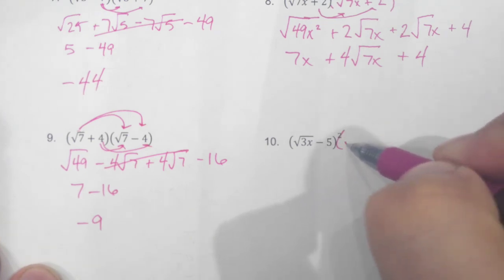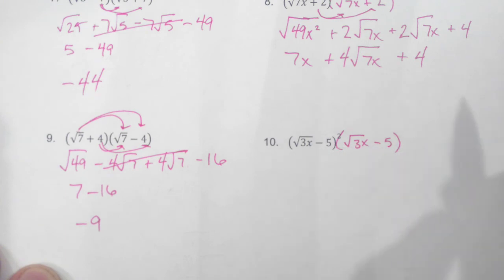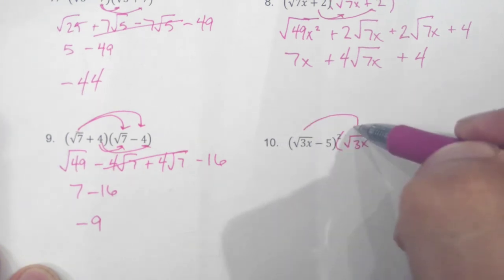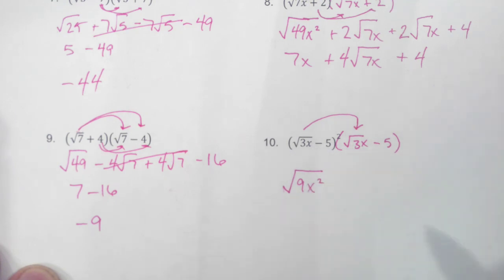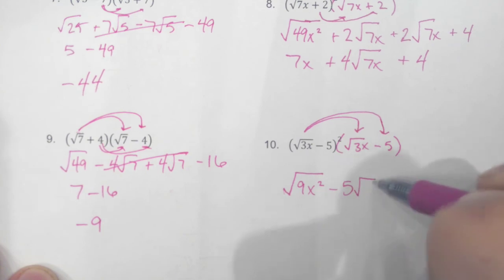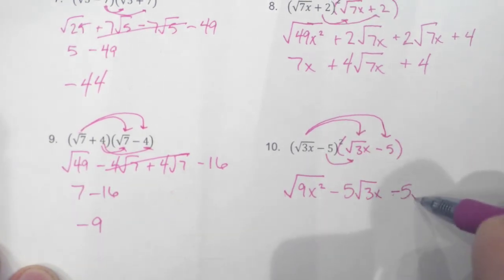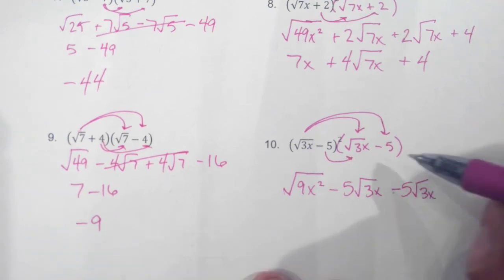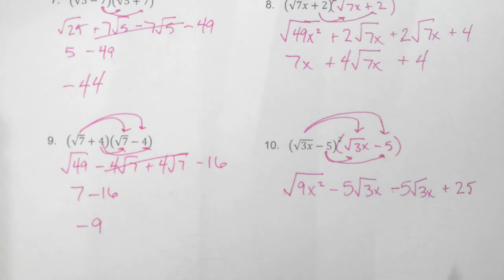On 10, you should write the second parenthesis out because that's what it means to square something, to multiply by itself. The square root of 3x times the square root of 3x is the square root of 9x squared. The square root of 3x times negative 5 is negative 5 square roots of 3x. Negative 5 times the square root of 3x is negative 5 square roots of 3x once again. And negative 5 times negative 5 is positive 25.